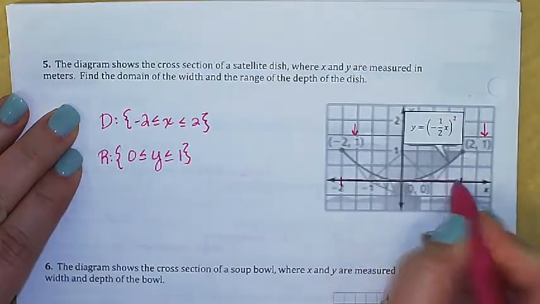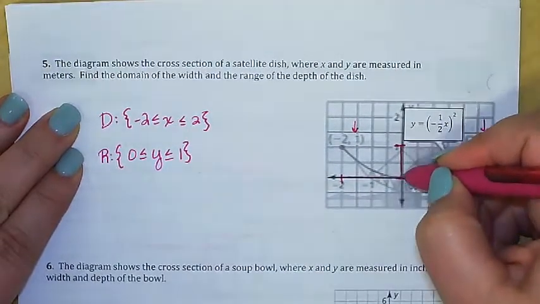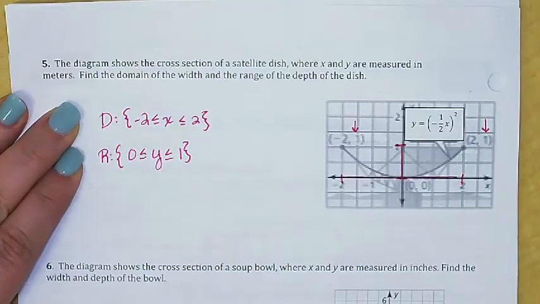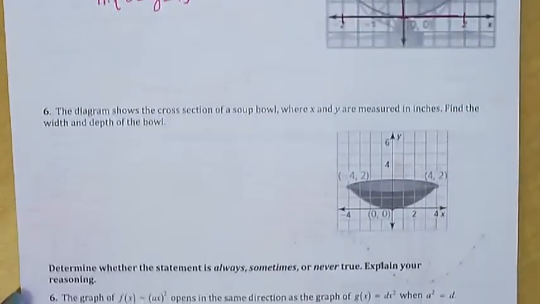We have x values for everything in between. And then from here to here, we have everything. We have y values in between. Okay? Not too bad. Let's take a look at number 6.